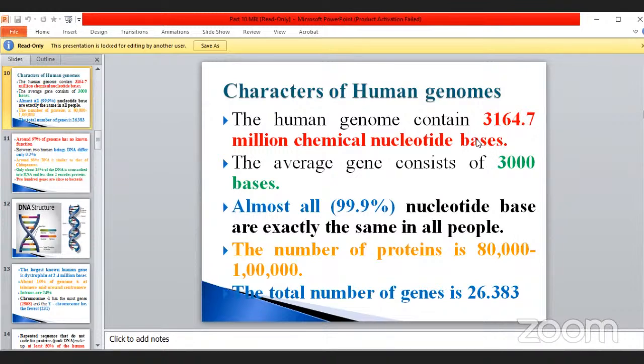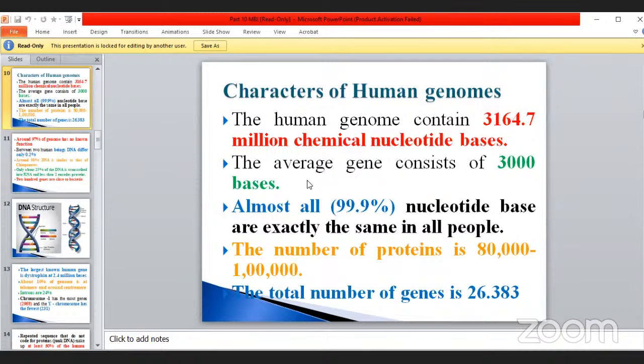3164.7 million chemical nucleotide bases. From this, the average gene consists of 3000 bases. Average means you can take any one gene, and one gene contains 3000 base pairs. Likewise, 3164.7 million chemical nucleotide base pairs are present in the entire human genome.